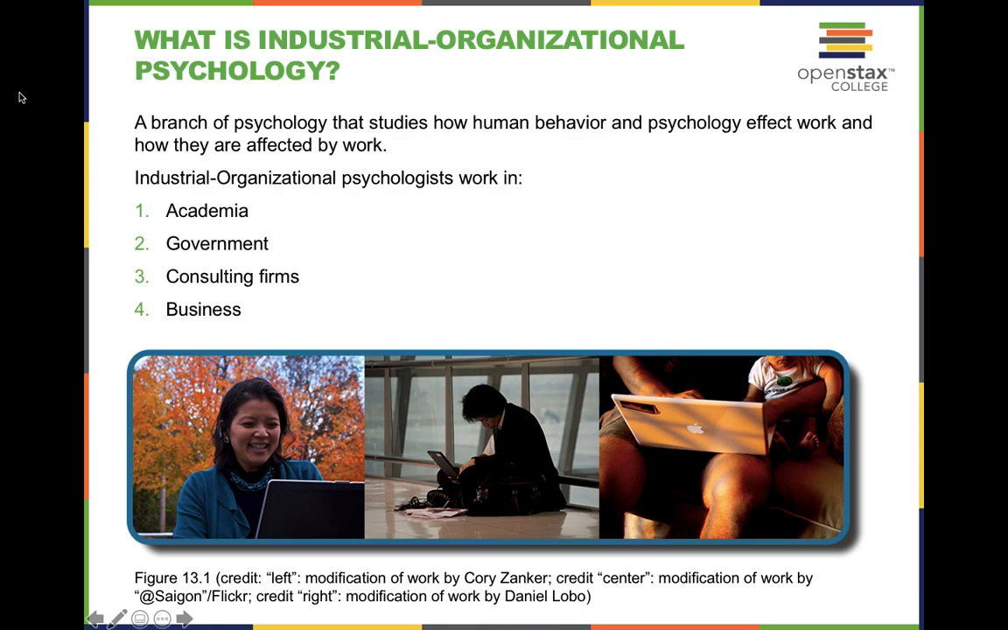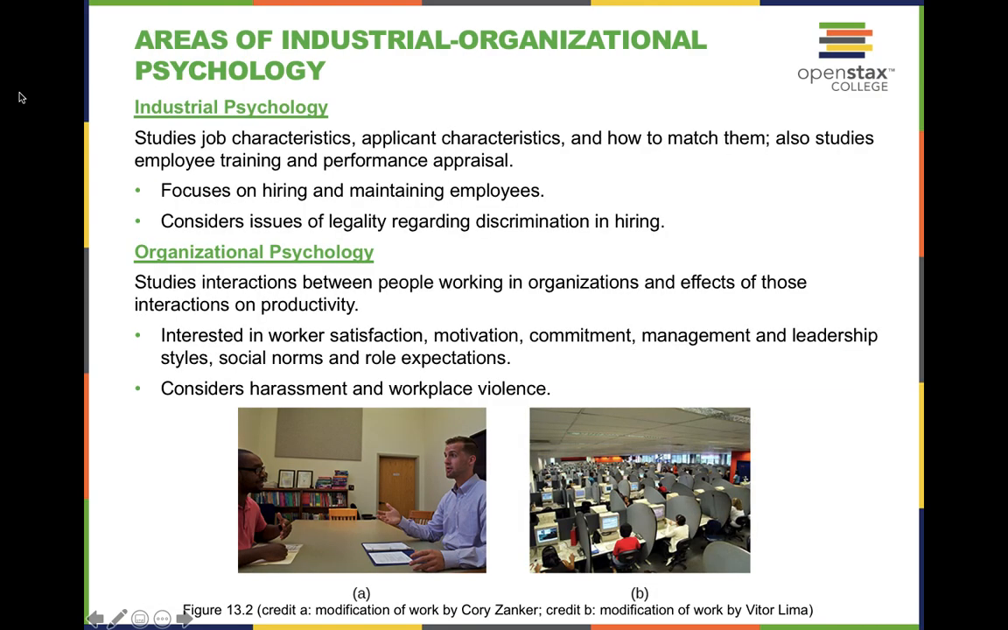So, what is Industrial Organizational Psychology, or IO Psych? It is a branch of psychology that studies how human behavior and psychology affect work and how they are affected by work. So, where do IO psychologists work? What environment do they work in? Well, they can work in a number of different areas. They can work in academia, they can work in government, they can consult firms, as well as business.